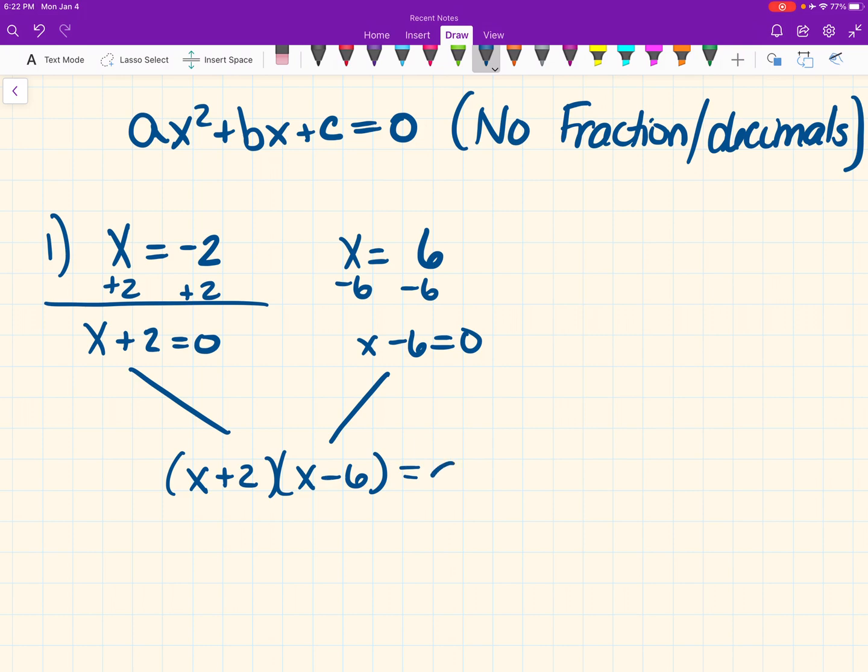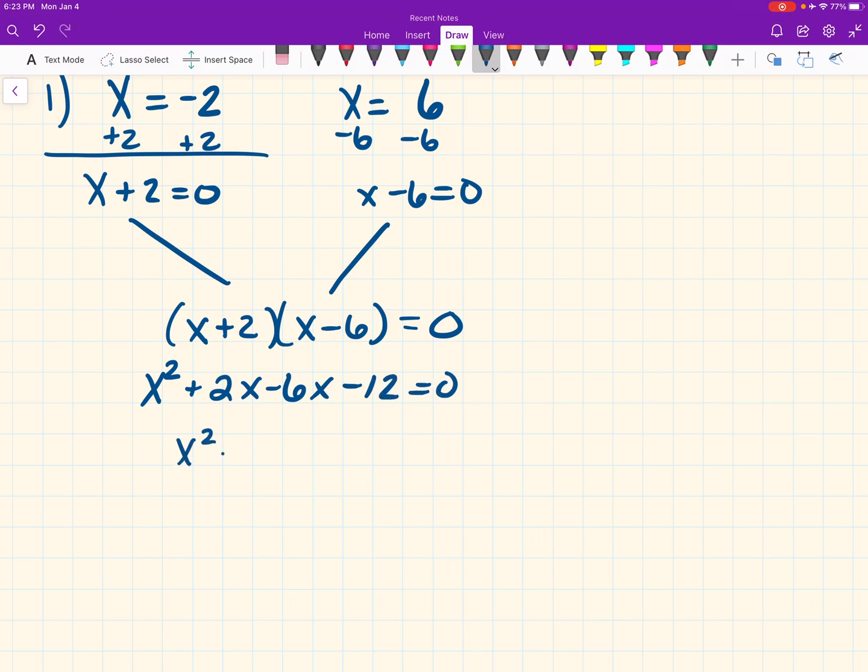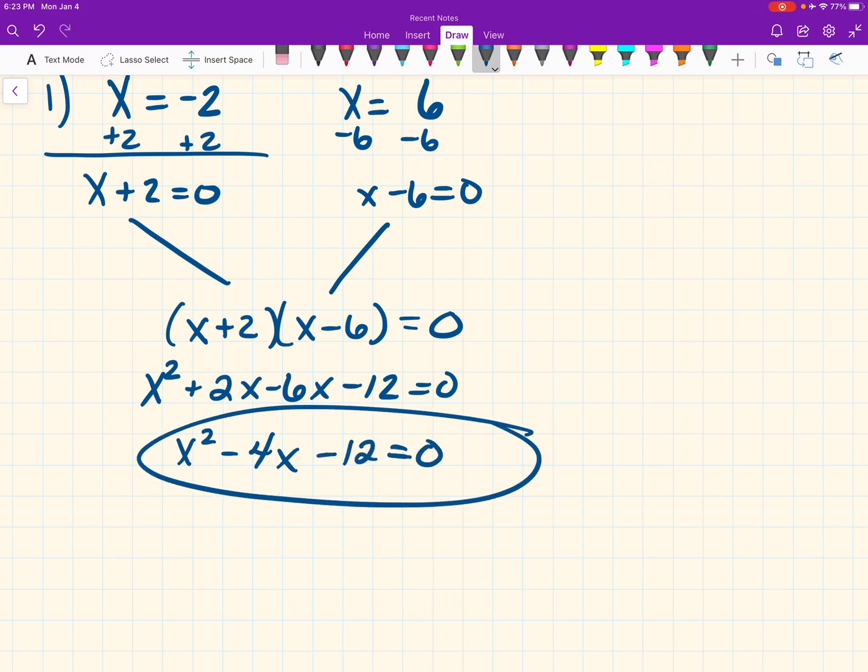So you can see we're doing the exact opposite of what we just did. And then we FOIL. So the opposite of factoring is FOILing or the box method here. So this would be x squared plus 2x minus 6x minus 12. And so my final answer is x squared minus 4x minus 12 equals 0. So we're working the opposite way.